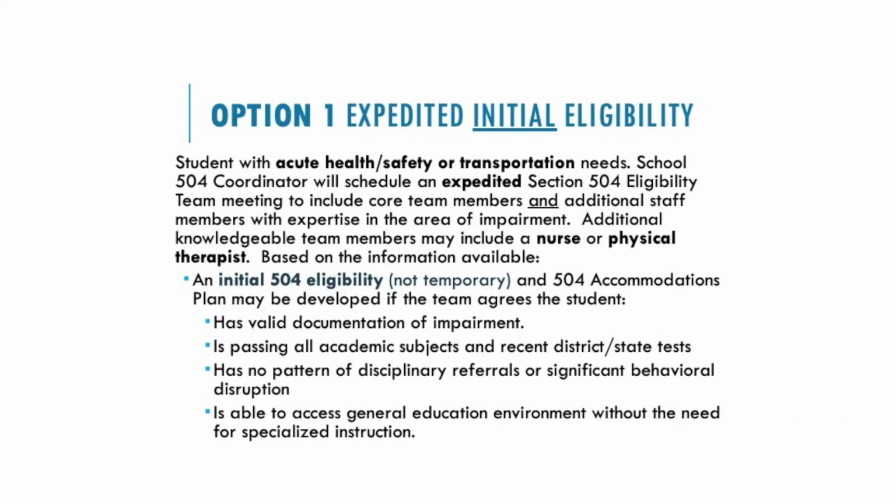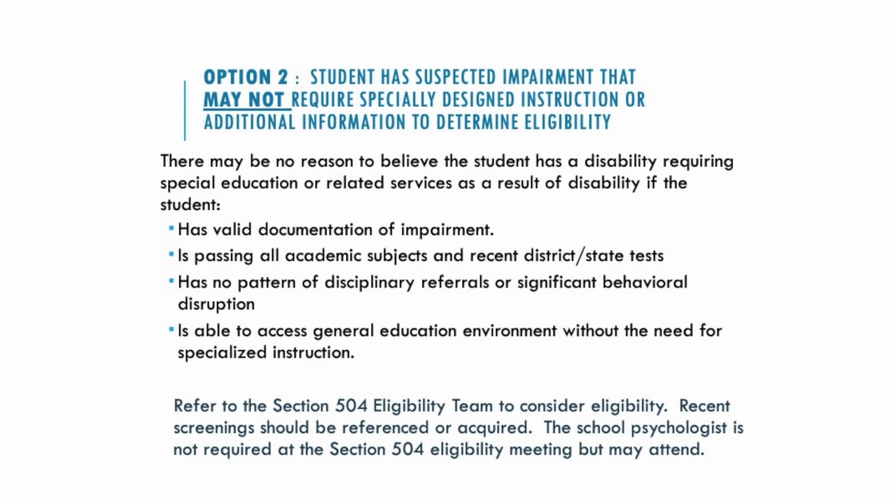If the team agrees that IDEA has been ruled out, an expedited initial eligibility should be completed. If a student has a suspected impairment that may not require specially designed instruction or additional information to determine eligibility, in other words, there's no reason to believe the student has a disability requiring special education or related services as a result of disability, the team can go forward with initial eligibility.